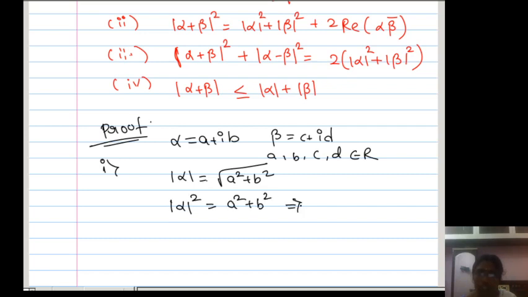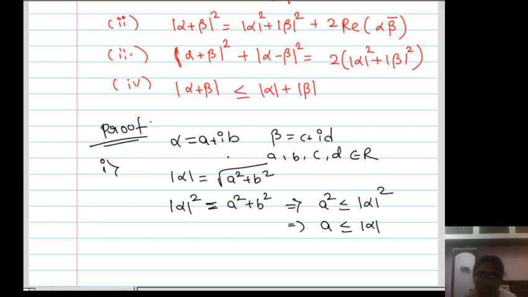Now, from this step, shall I write a square value is less than or equal to mod alpha square? Is it? Yes, compulsory, because mod alpha square value is a square plus some non-negative value. b square is non-negative. If you are adding something to a square, you will get mod alpha square value. So from this step, I can write always the a square value is less than or equal to mod alpha square value. So from this, I am writing a is less than or equal to mod alpha.